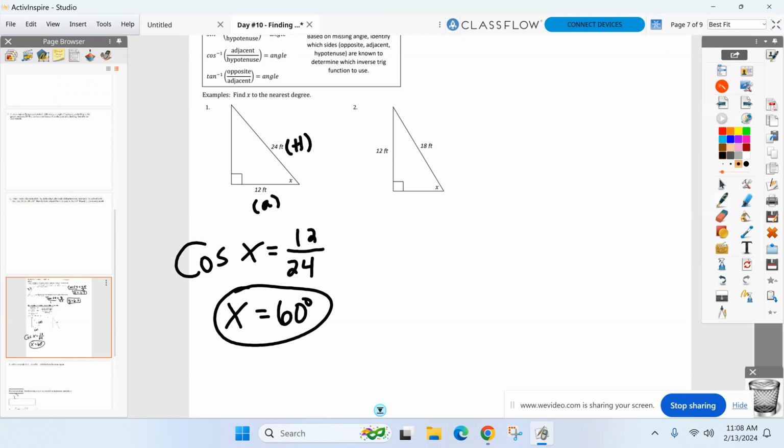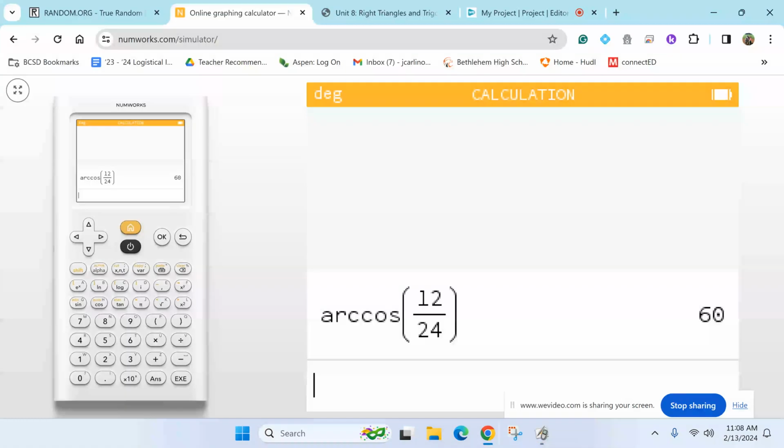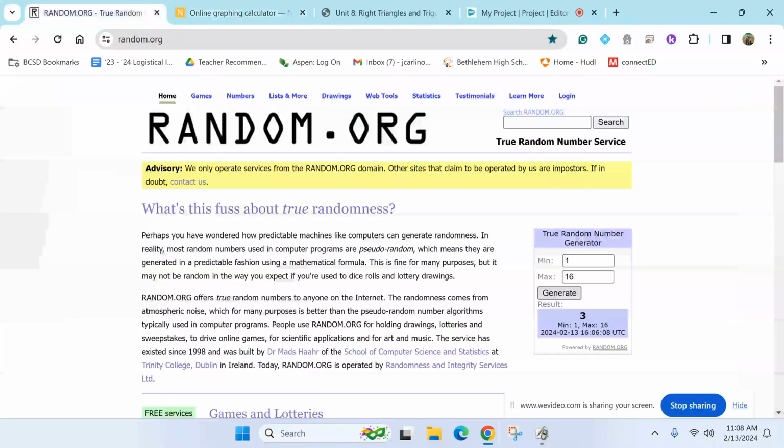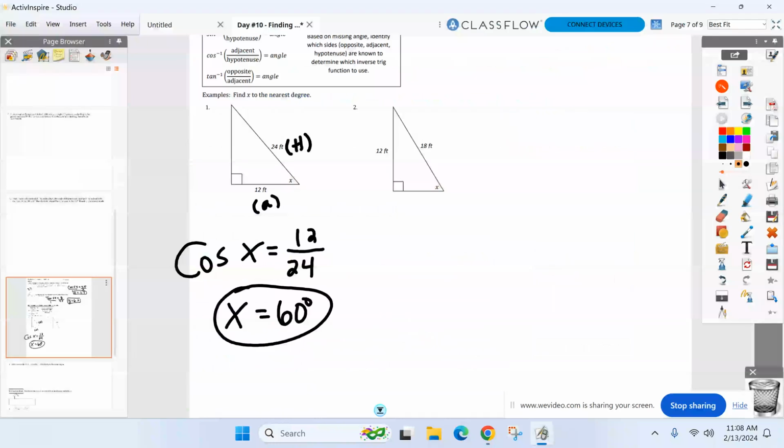Let's go to number 2. First thing, identify the sides. Nothing changes until we can't cross multiply. All right, identify the sides. What sides did I give you here? Matt, what sides did I give you? What's the 12? And the 18? Yes. So we can use the sine ratio here. Sine of x, opposite 12, hypotenuse 18.